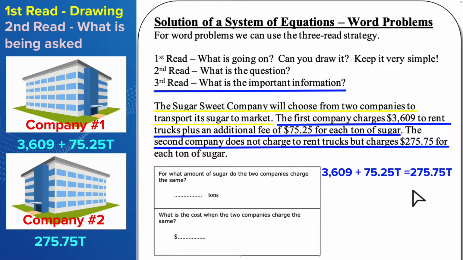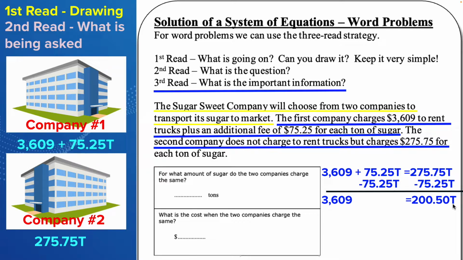So I want to bring the tons together. I'm going to subtract $75.25 from both sides. And the 3,609 drops down. The 75.25 cancels because anything minus itself is 0. And then I subtract the 75.25 here, and I'm left with $200.50 per ton, right? All right. So this is the kind of difference once we've evened out the amount.